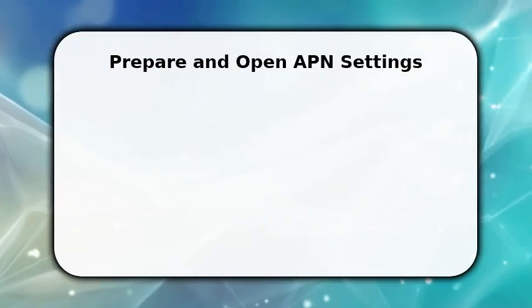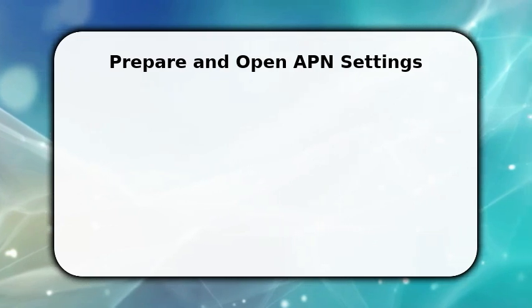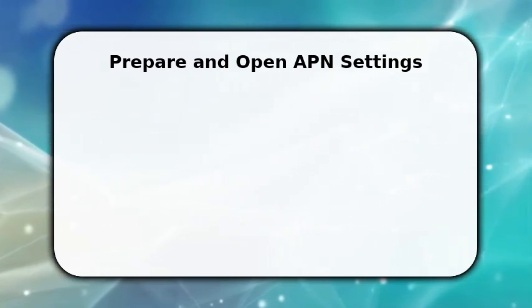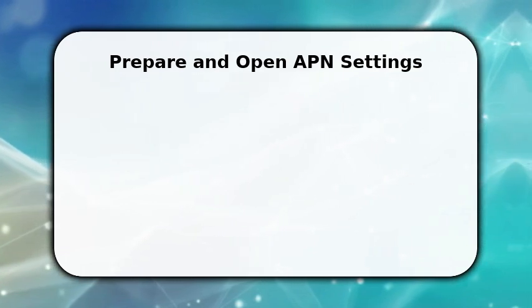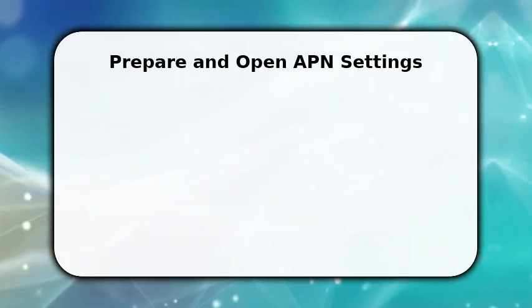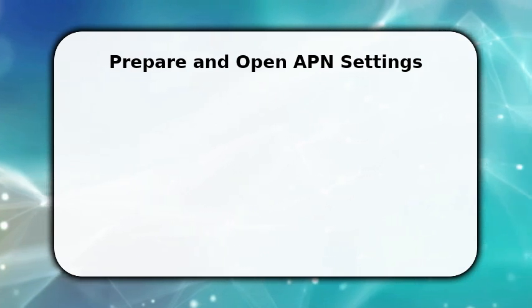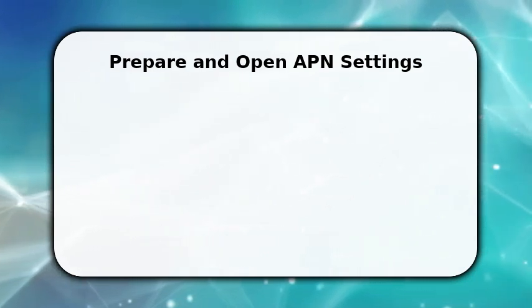You will start by preparing the phone and locating APN entries. First, make sure the device is unlocked and has at least 20% battery. This prevents interruptions. Once ready, open Settings, then Network and Internet or Connections depending on your Android build.